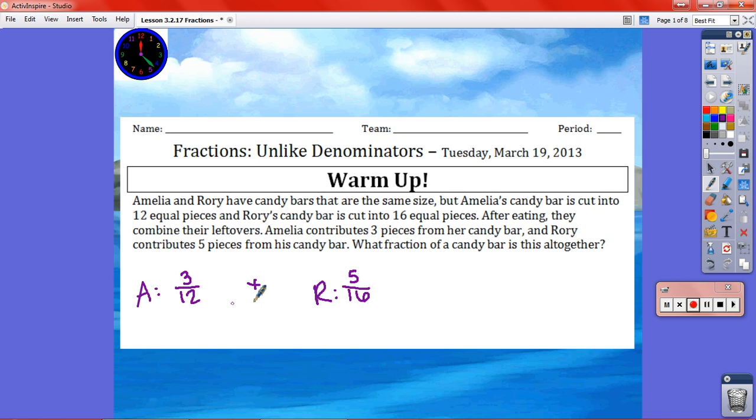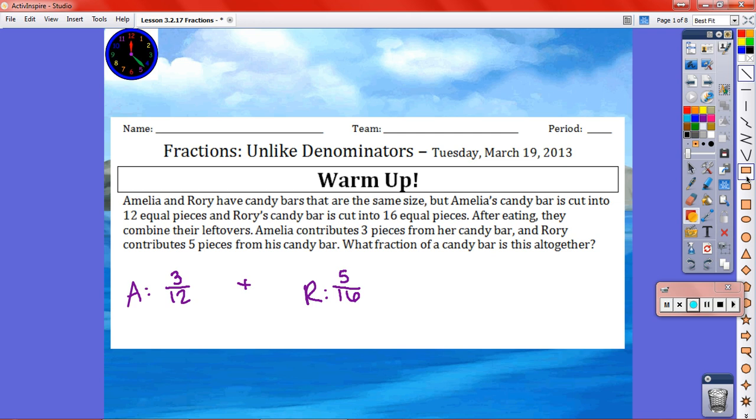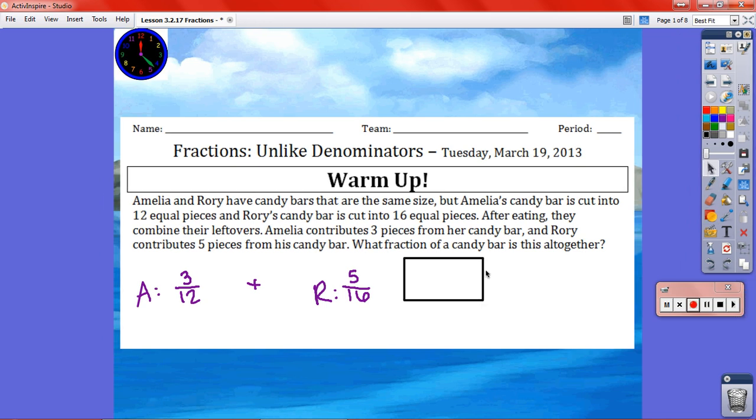So we have 3 twelfths plus 5 sixteenths. But we can't actually add these because the pieces are different sizes. So if I drew this, I'd have to have candy bars that are the same size. So that's 1 candy bar. That's 2 candy bars that are the same size, but their pieces are a different size.